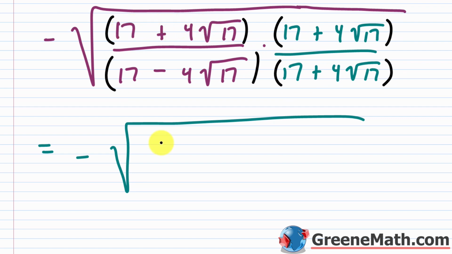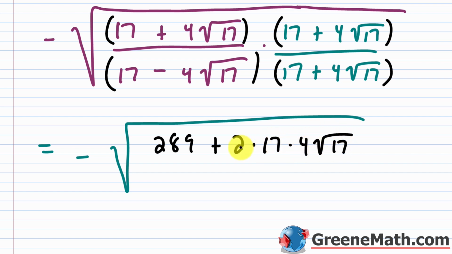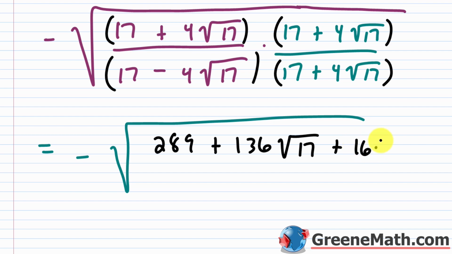So the first guy squared, 17 squared is 289. And then plus 2 times the first guy times the second guy. So 2 times 17 times 4 times square root of 17. So 2 times 17 is 34. And 34 times 4, that's going to be 136. So this would be 136 times the square root of 17. Like this. And then you go plus your last guy squared. So you would have to square 4, which is 16. And then multiply that by the square of the square root of 17, which is going to be 17. So 16 times 17 is 272.